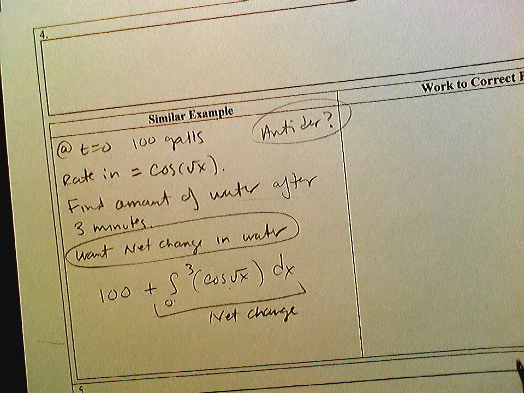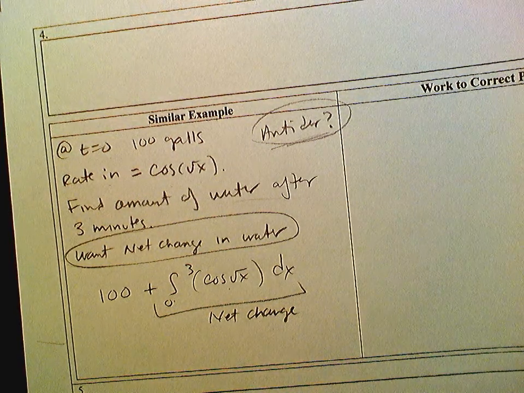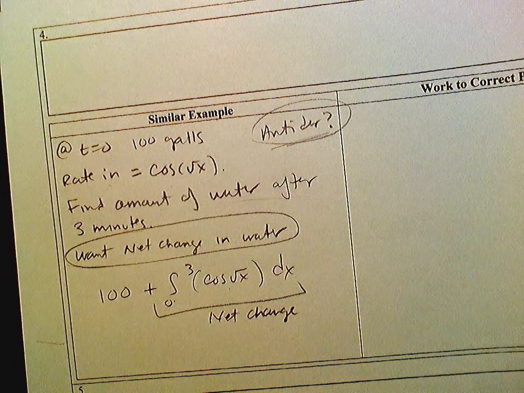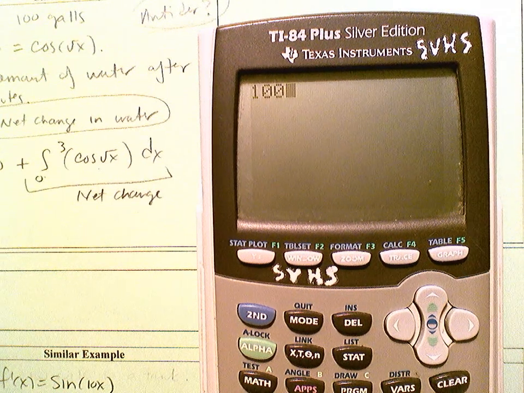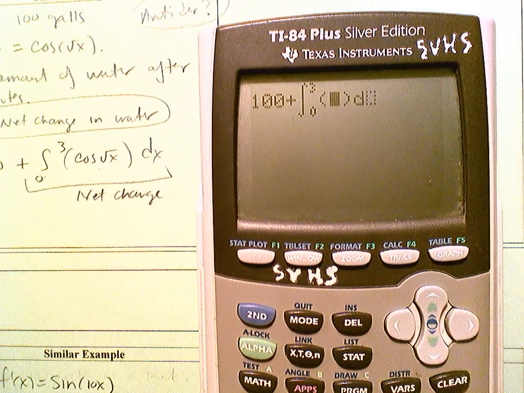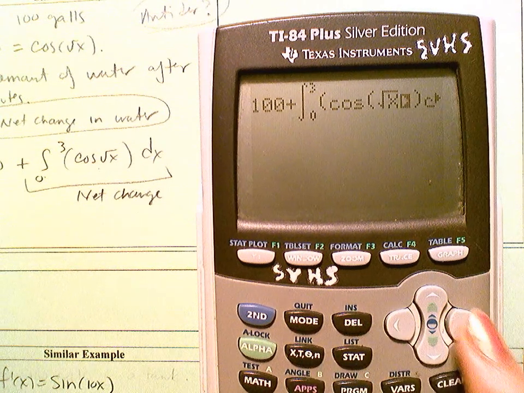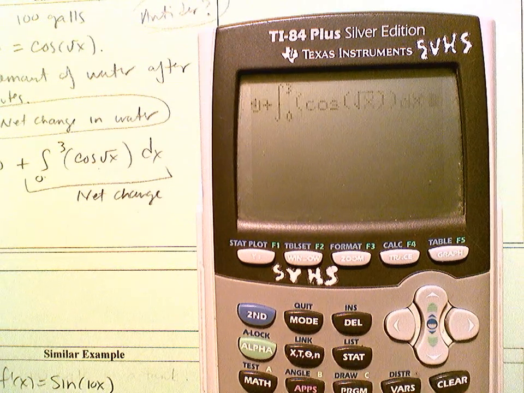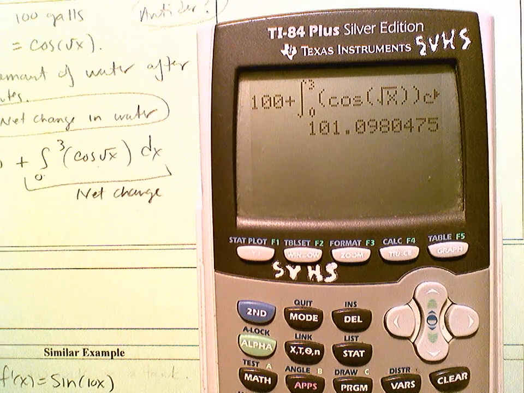And yes, now I said antiderivative because if this was a non-calculator section, we totally would have to take the antiderivative doing the fundamental theorem of calculus, but we could just use math 9. So this is 100 plus math 9 from 0 to 3 of cosine of radical x. So 101, so it only changed like 1.098045 gallons.